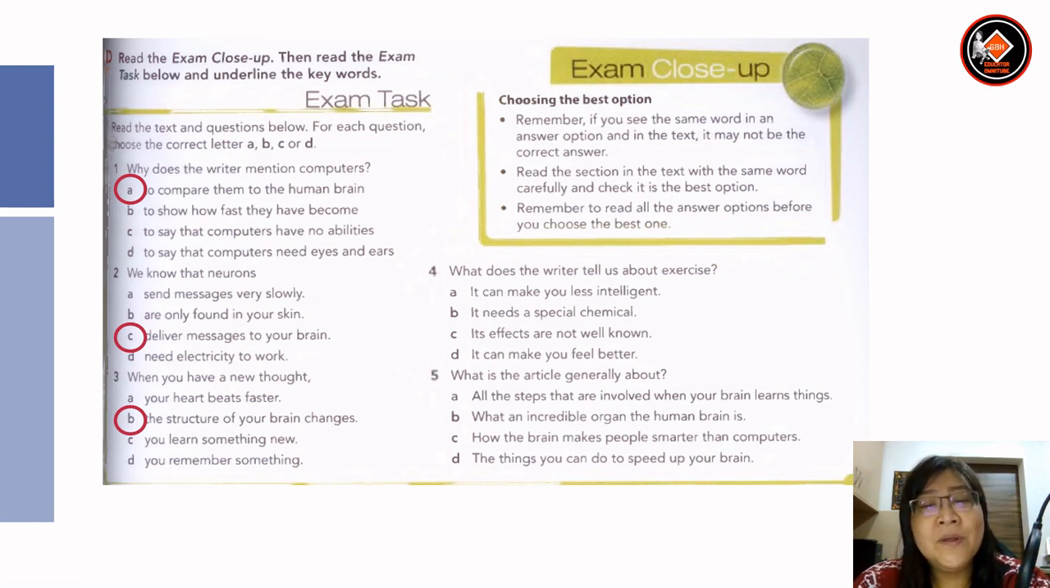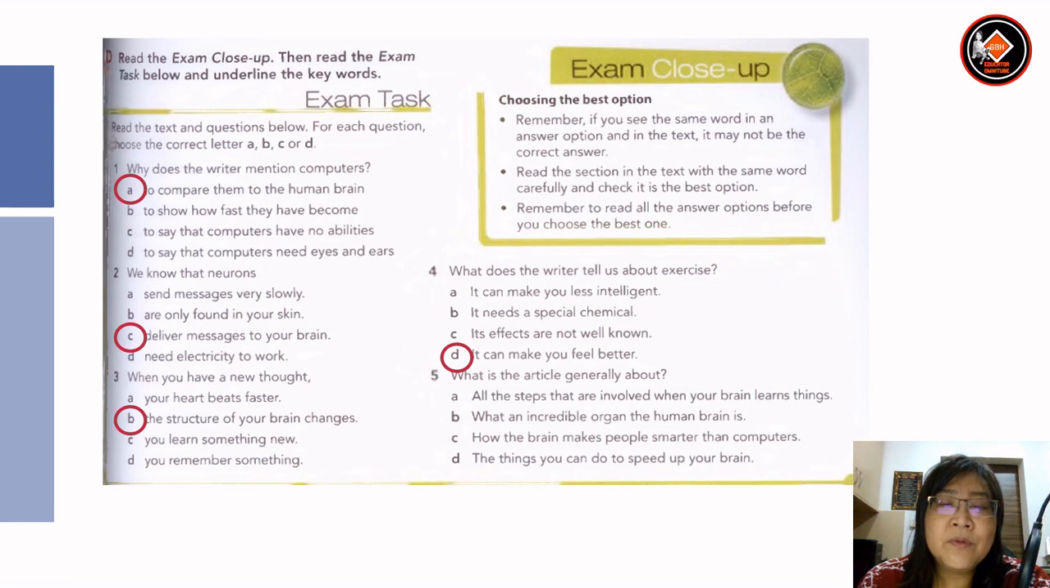Number 4. What does the writer tell us about exercise? A. It can make you less intelligent. B. It needs a special chemical. C. Its effects are not well known. And D. It can make you feel better. So the answer is D. It can make you feel better.